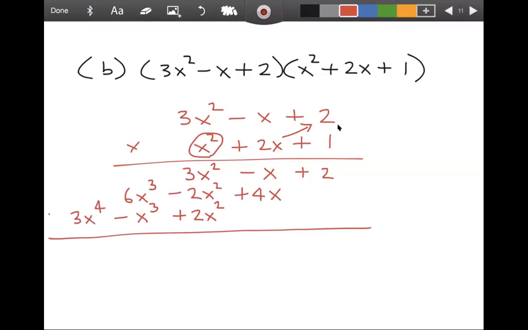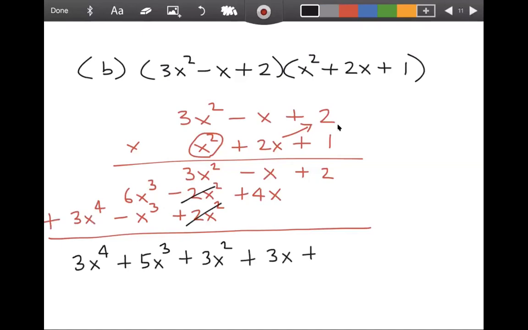Add those all together. Notice the like terms are lining up again. And my final answer is 3x to the fourth plus 5x cubed, could just cancel those two, plus 3x squared plus 3x plus 2. All right, so that's how you multiply two polynomials.